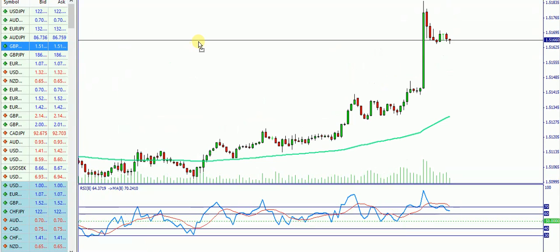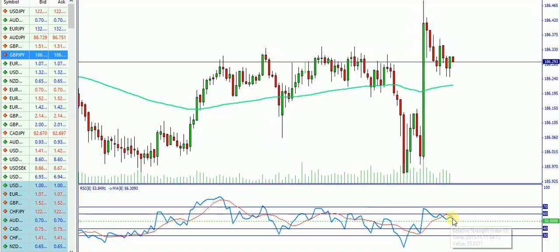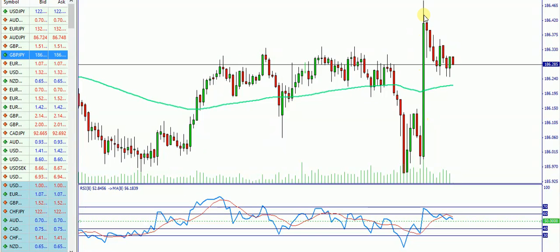GBP USD, we do not have any valid trade, and GBP JPY, here you can see that RSI has bounced off the 50 RSI level, and here RSI is curving towards the short side. So here we can avoid, and we can see this candlestick, this large spike, so we can see this as a correction. So that's another trade to avoid.